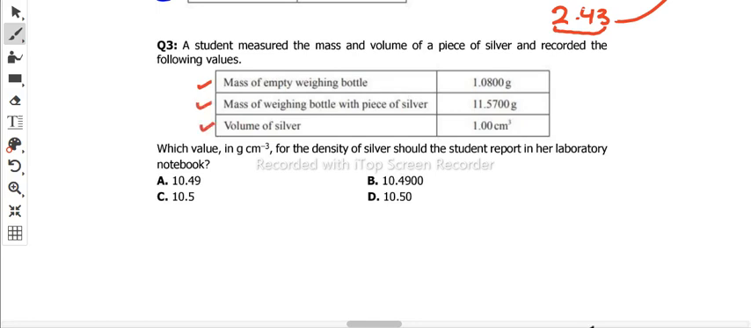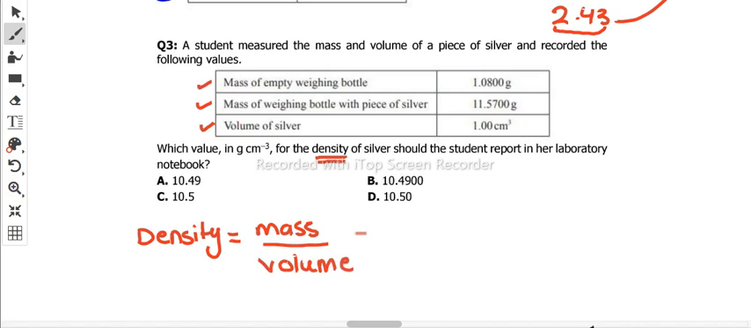So let's start with the rule. The question is asking me about the density as a final answer. So what is my density as a rule? The density will be the mass of the piece of silver divided over the volume.